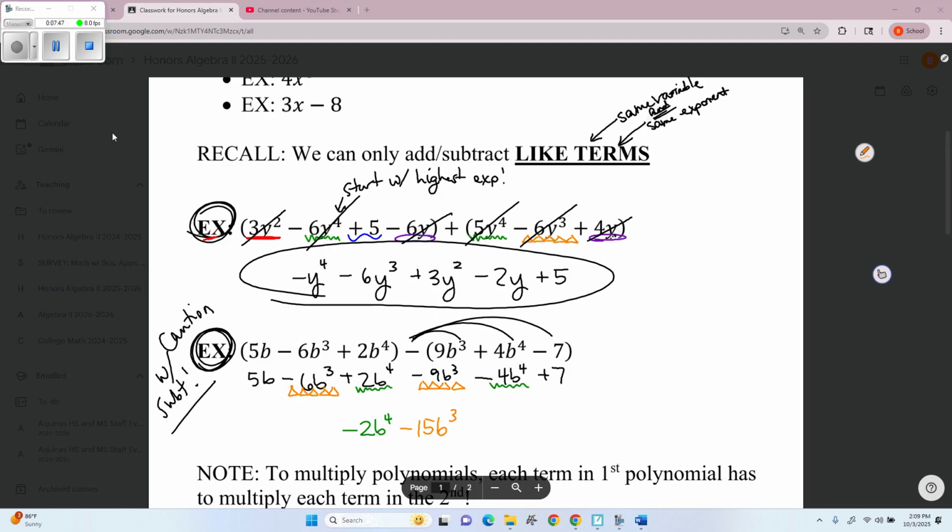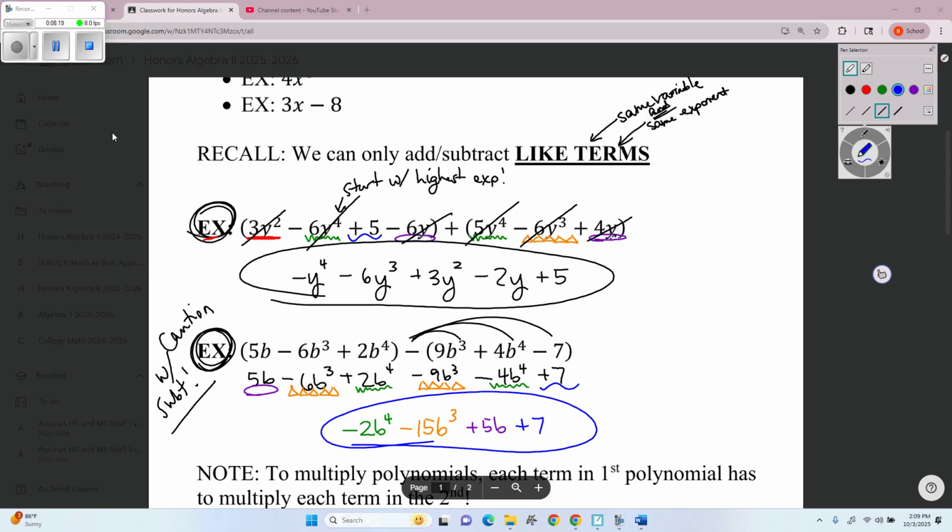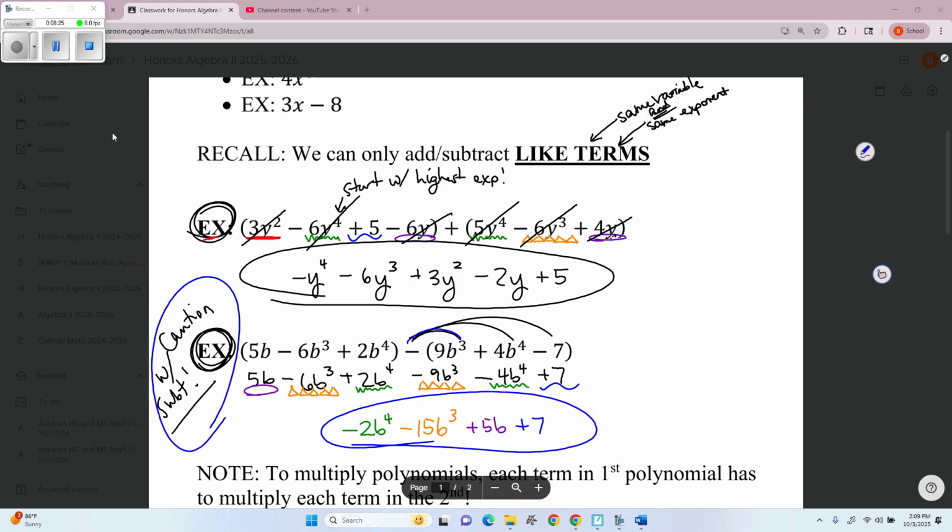Notice we don't have any b squared terms, so we can kind of skip that one. We do have a single b term here. So that one does not look like it has any other like terms with it. So we would just simply write a plus 5b. And then finally at the very end, we could go ahead and do our single number at the very end, plus 7. So the moral of the story is very similar processes from the top example to the bottom, but with subtraction, we almost always are going to have to do our distributing the negative first.